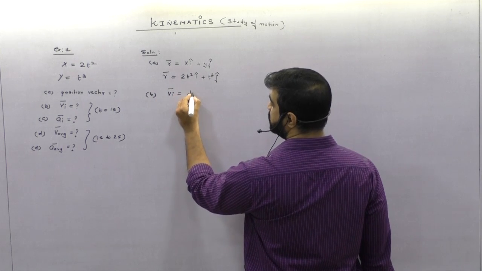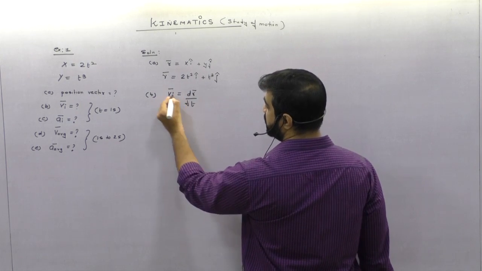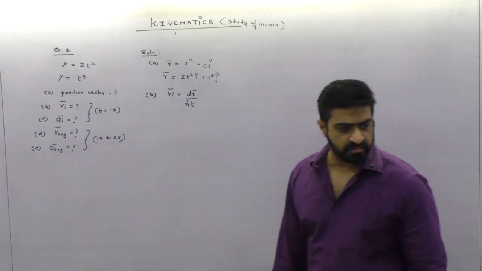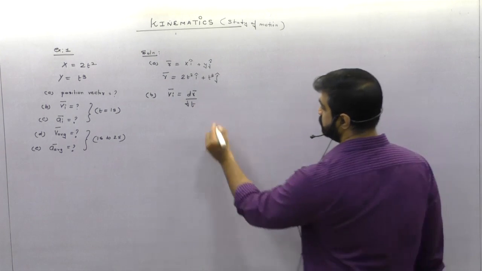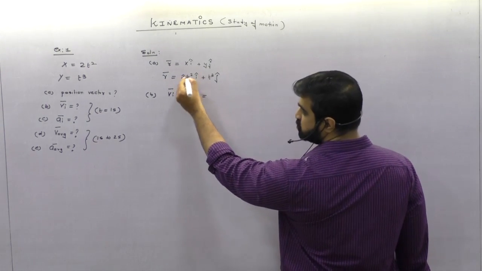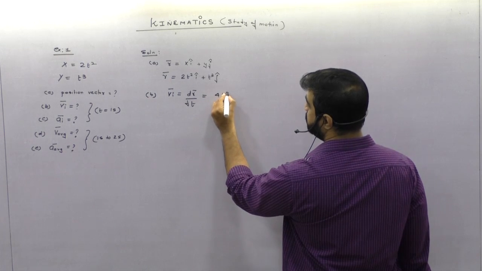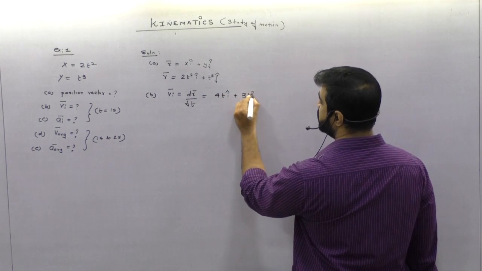B point. They have asked you instantaneous velocity vector. Instantaneous velocity vector is dr bar by dt, rate of change of position vector with respect to time. So I have to take derivative of this thing. So t square derivative is 2t, it will become 4t i cap plus 3t square j cap.